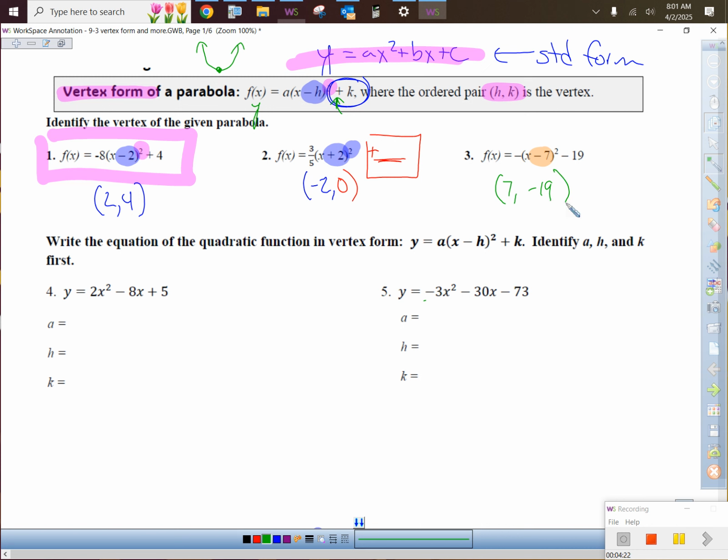Cool? So that's the gist of vertex form of a parabola. It's handy. We didn't have to do any work at all to find the vertex.